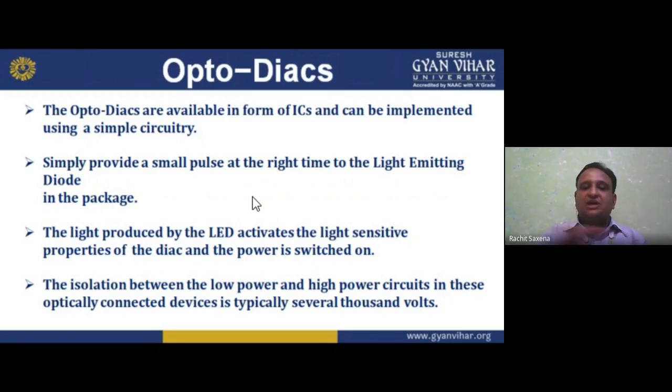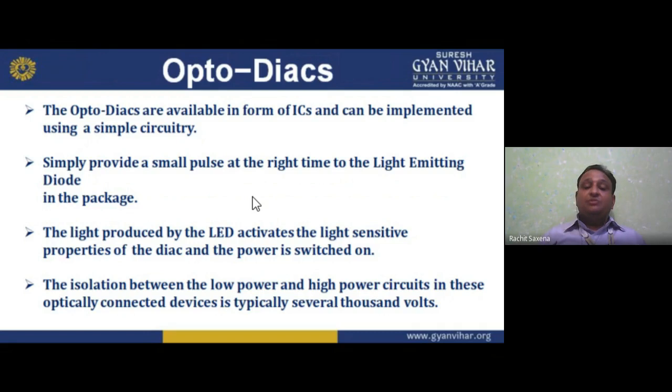So the current will flow. That is the property of the diode, and in light we have photons. If we apply light on it, then the depletion region will break down, the barrier will fall, and the current will flow, that is, it conducts. Then power is switched on. Okay.